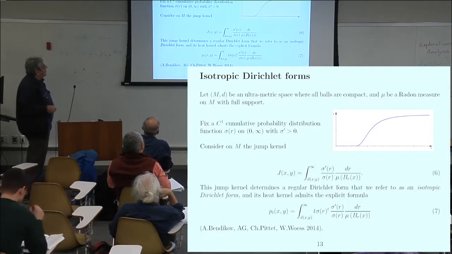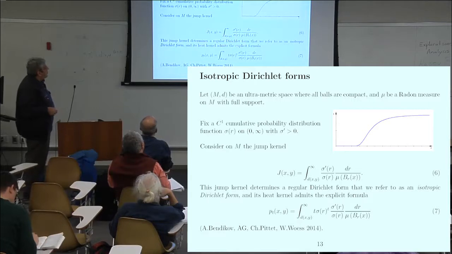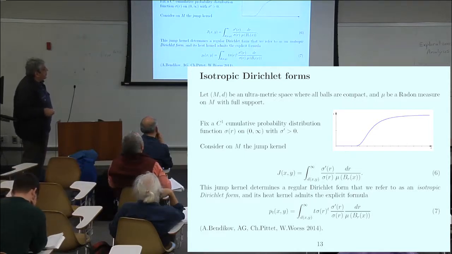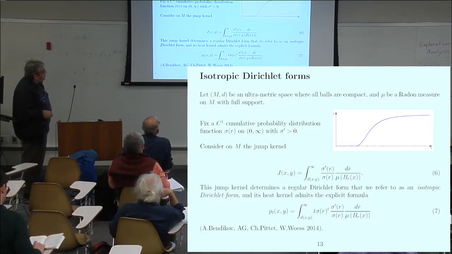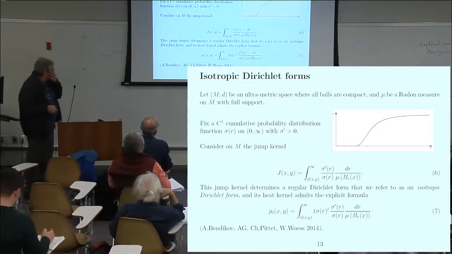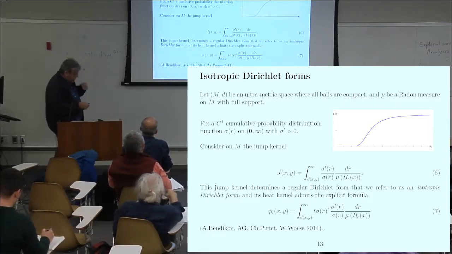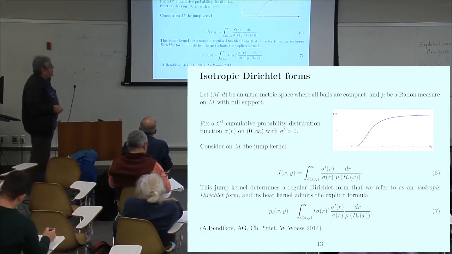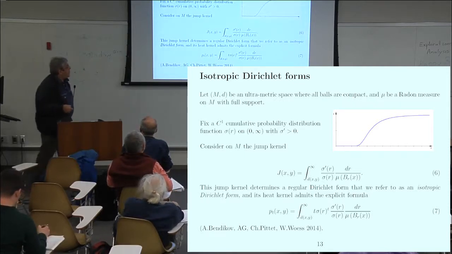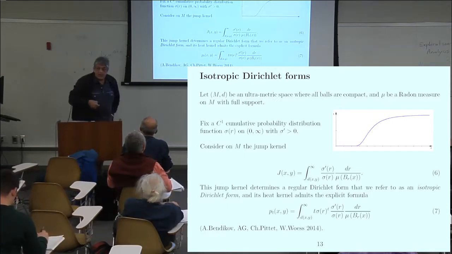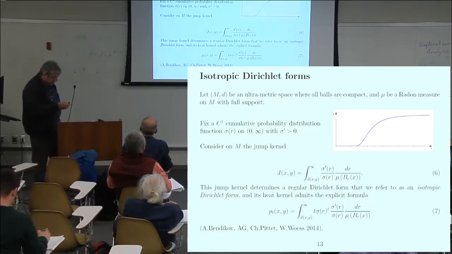The logarithmic derivative of sigma. It turns out that this jump kernel always determines a regular Dirichlet form, which we call an isotropic Dirichlet form. And what is surprising, the heat kernel admits an explicit formula with exact equality, which has a similar shape, but with an additional multiple inside the integration, where t appears as time, positive time, of course. This was established in our paper here. Surprisingly, it's very simple. Unlike other results about heat kernels that are usually quite involved, this one is relatively simple.